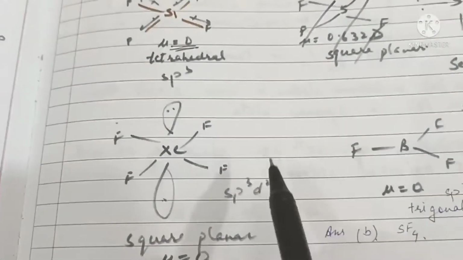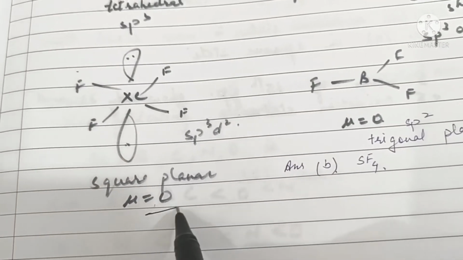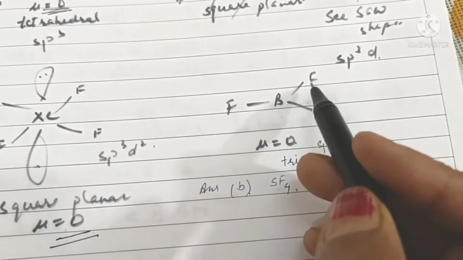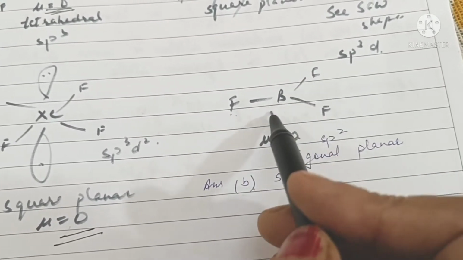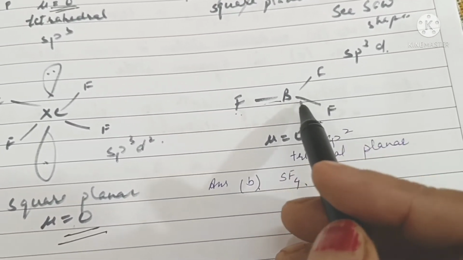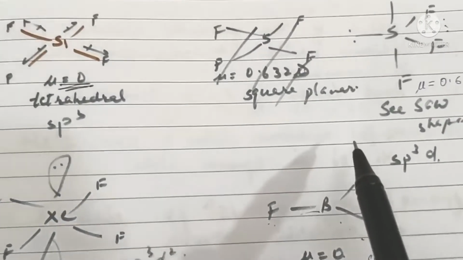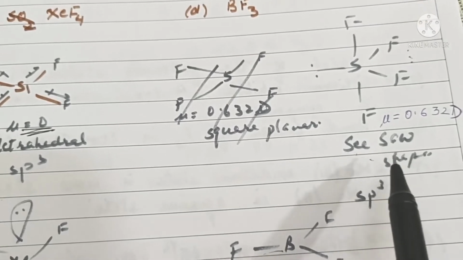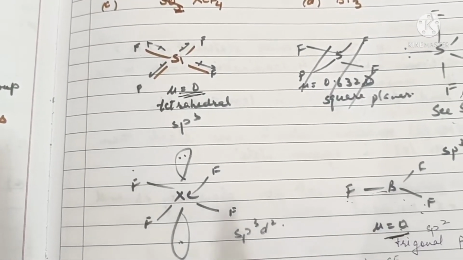Xenon tetrafluoride is square planar and these cancel each other. So dipole moment is 0. And BF3 is also trigonal planar. These cancel each other. Net resultant is 0. So dipole moment is 0. So only SF4 with seesaw shape will have permanent dipole moment.